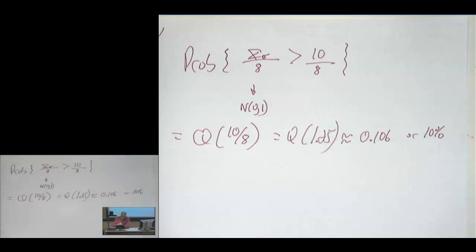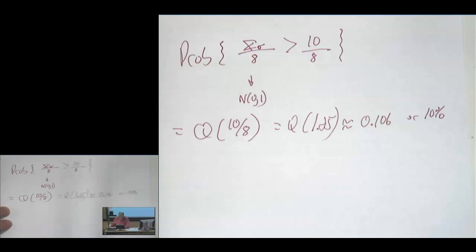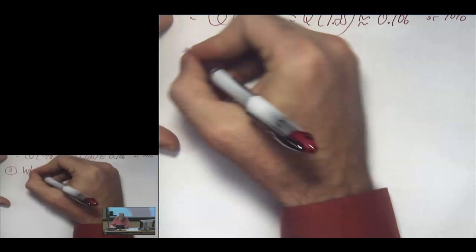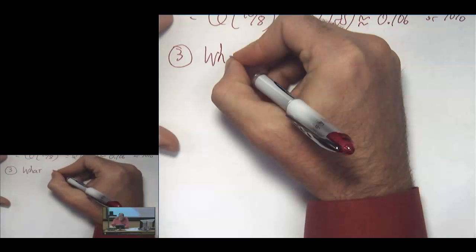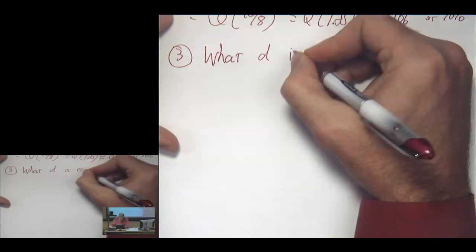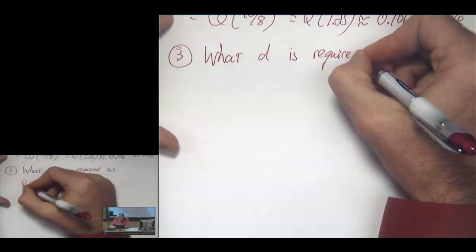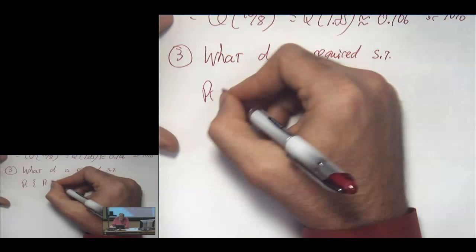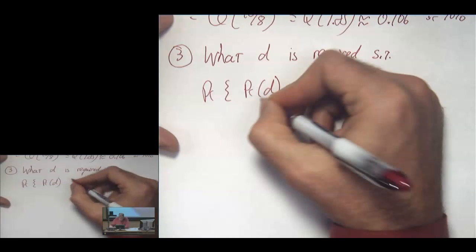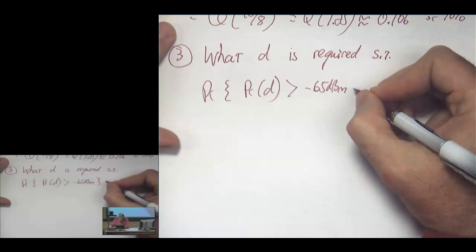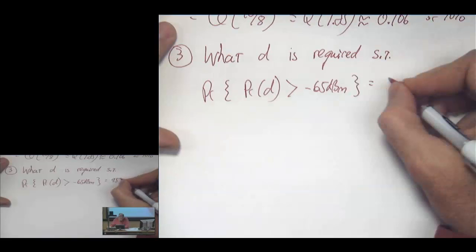Okay, so the final thing that we're going to compute is something slightly different, which is the distance required. Suppose that we have the following problem. What distance is required such that the probability of the received power as a function of distance being greater than minus 65 dBm is true 95% of the time?